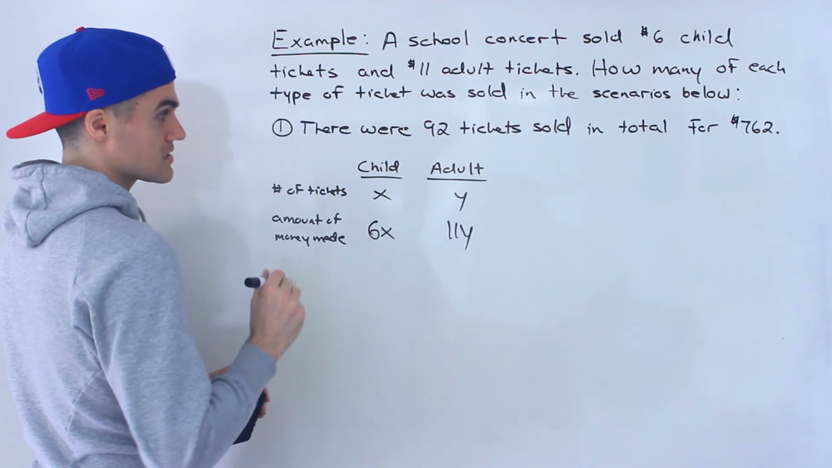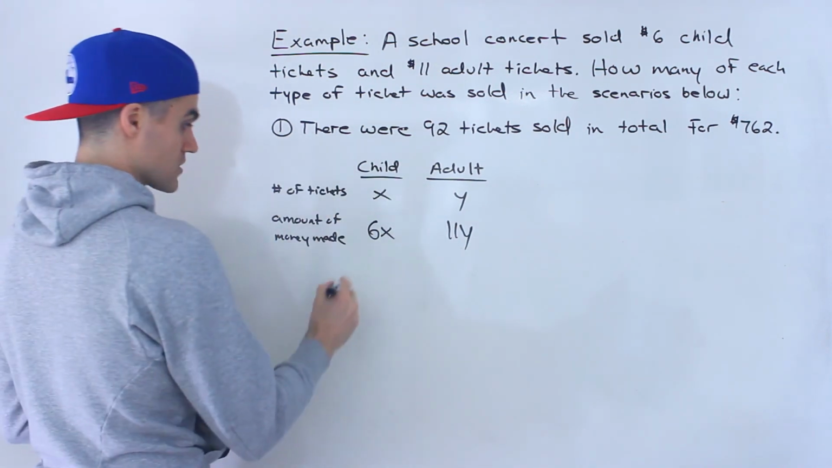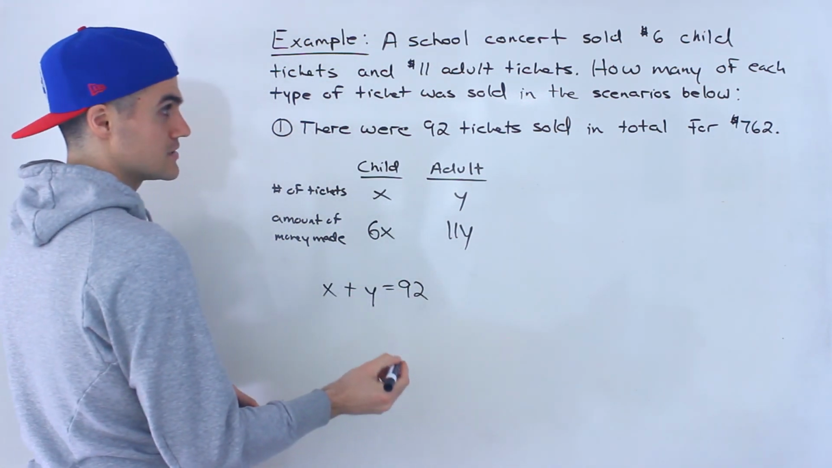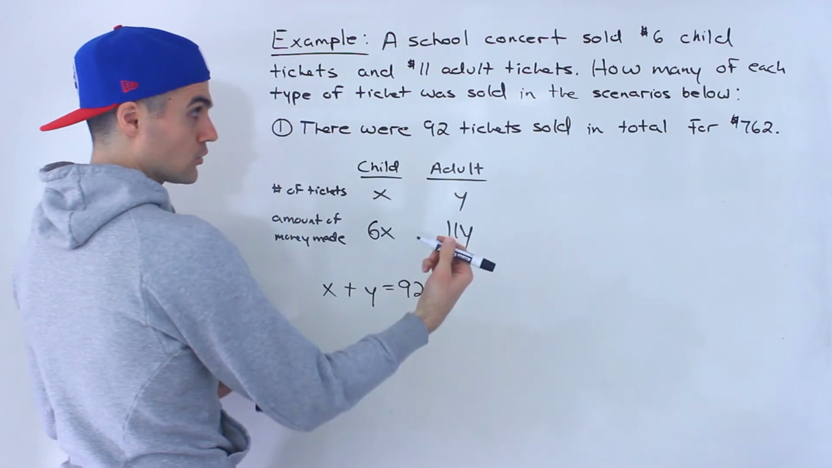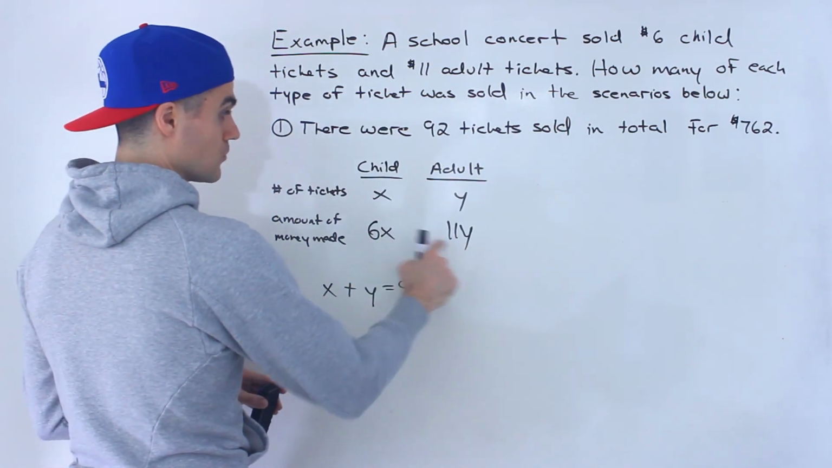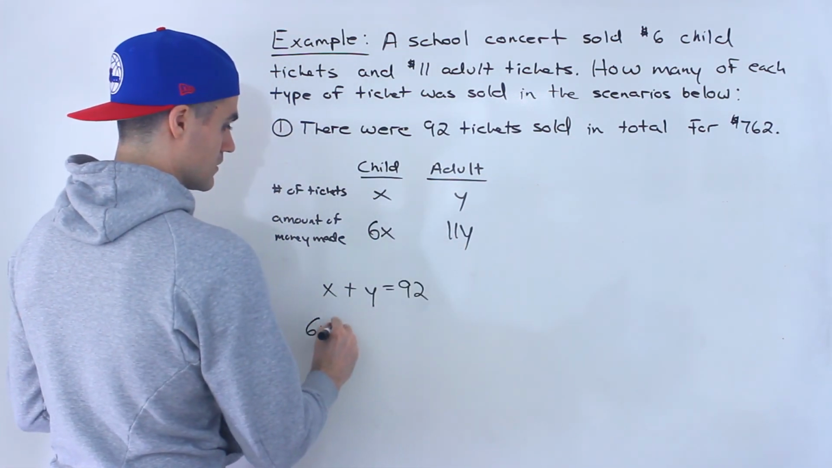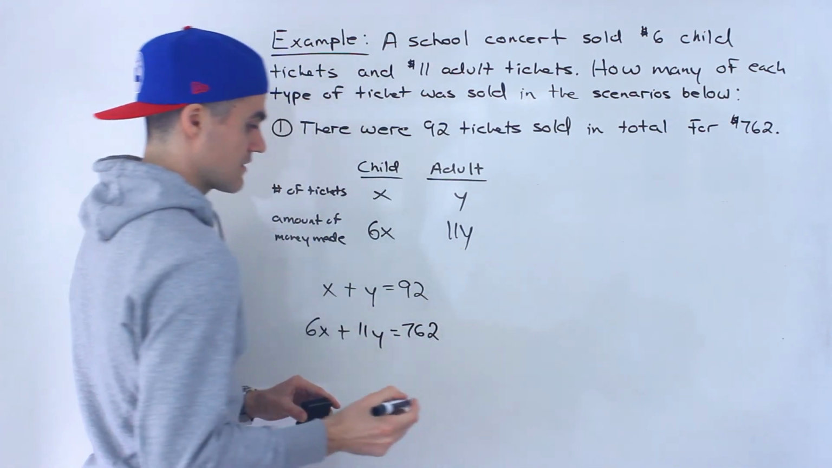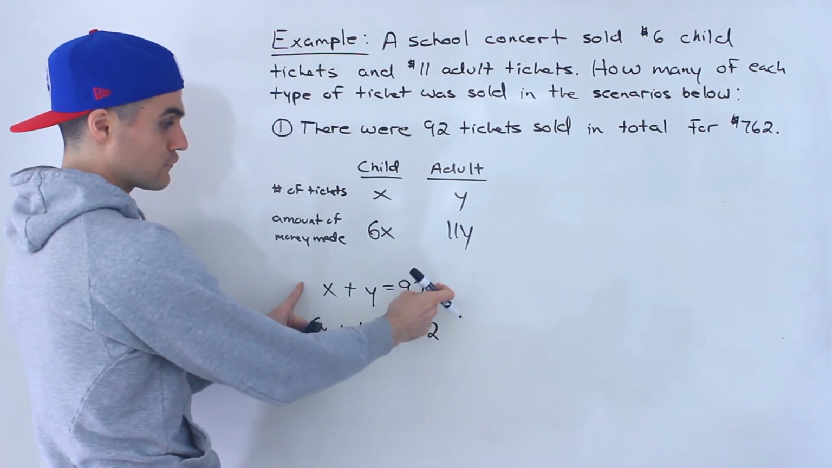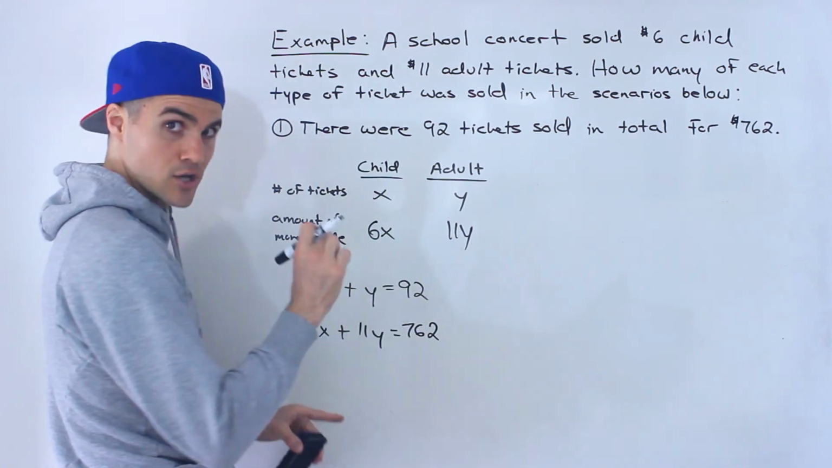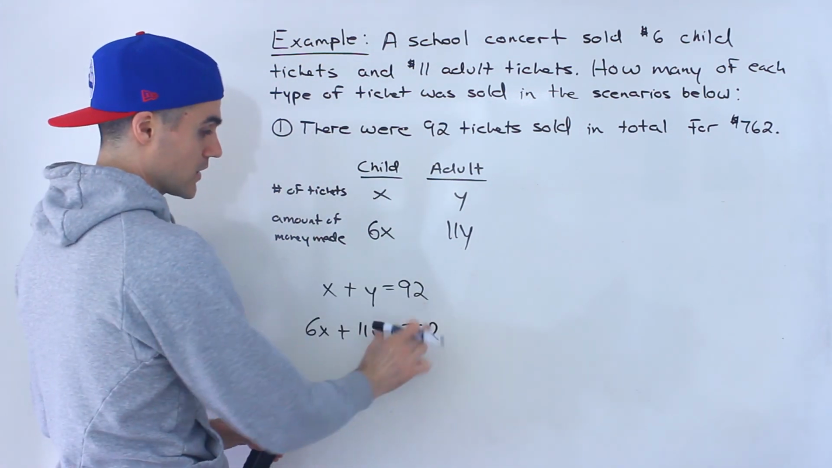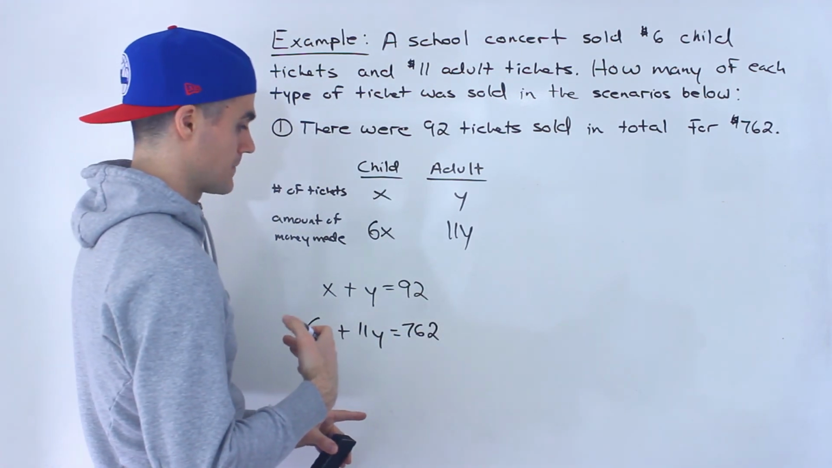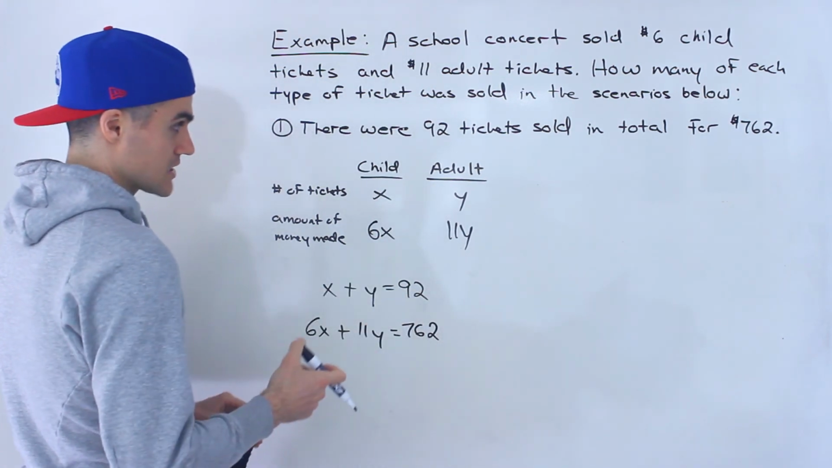So the first scenario says there were 92 tickets sold in total. So that means X plus Y would be 92. And then the total was 762. So both of these totals would add up to $762. So notice this first equation is in terms of the number of tickets. This second equation is in terms of the actual dollar amounts. And now we got two equations and two unknowns.